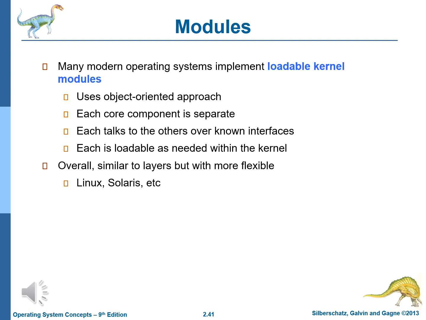The overall result resembles a layered system in that each kernel section has defined protected interfaces. But it is more flexible than a layered system because any module can call any other module. The approach is also similar to the microkernel approach in that the primary module has only core functions and knowledge of how to load and communicate with other modules. But it is more efficient because modules do not need to invoke message passing in order to communicate.